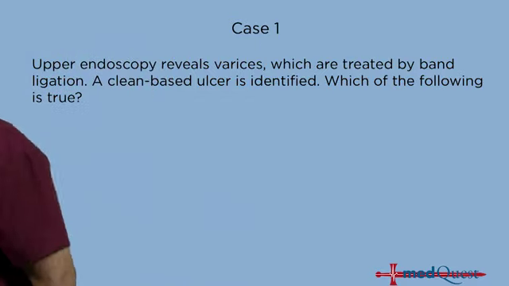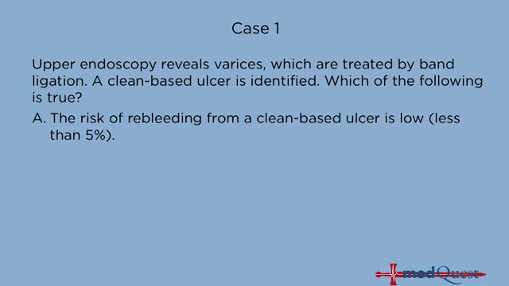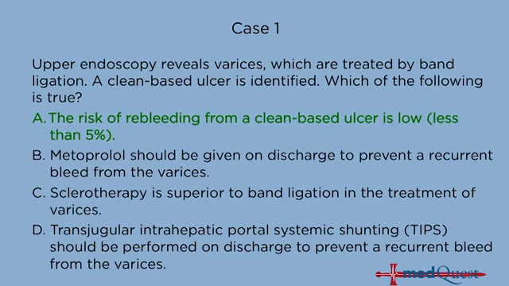Now, in our next case, the upper endoscopy in this patient finally reveals that there are varices which are treated by band ligation. A clean base ulcer is identified. And what should you do in this case? Well, what you're going to do is the answer A. The risk of rebleeding from a clean base ulcer is low. They don't talk about anything here to do with banding. However, if you saw varices, you would go ahead and band them. But the only choice here that's true is choice A.